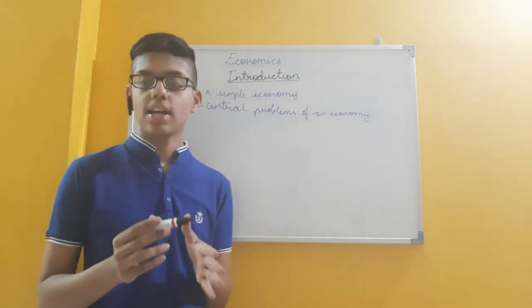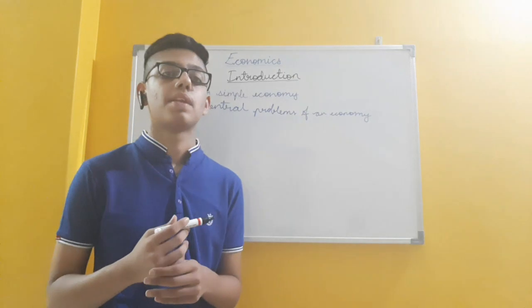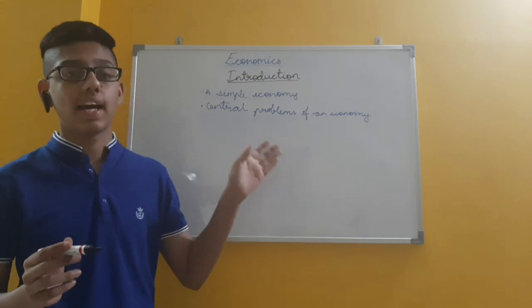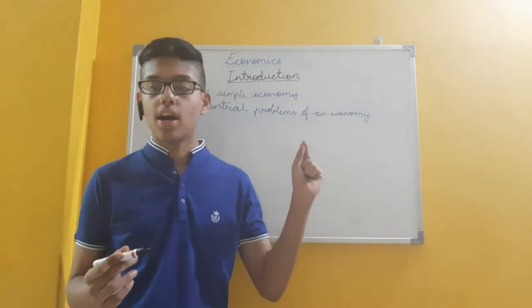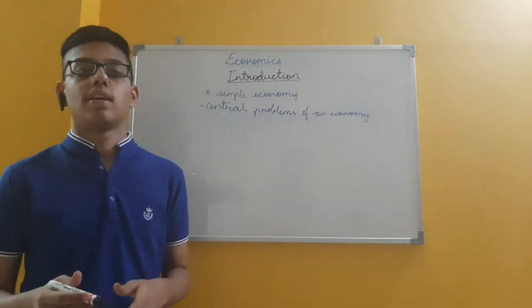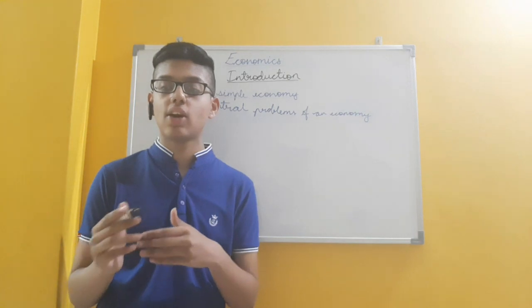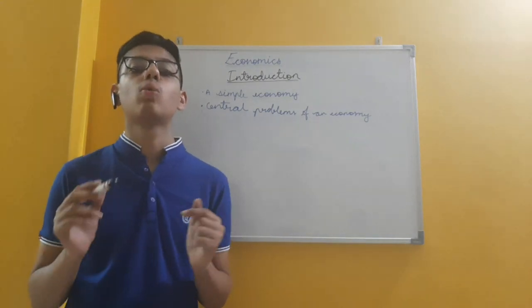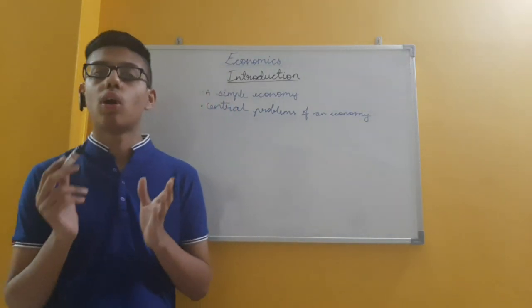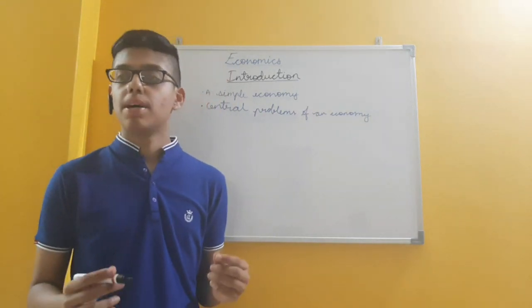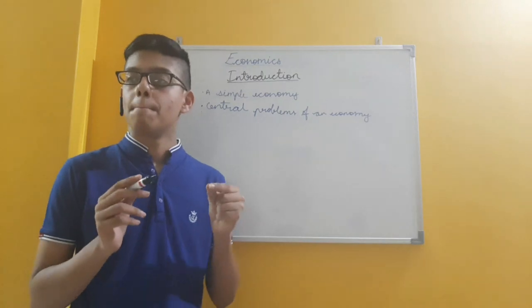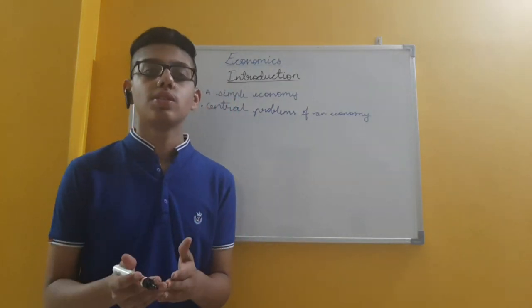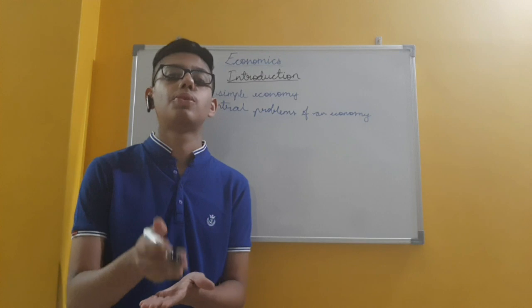In other words, every society has to decide how to use its scarce resources in the best possible way to fulfill their needs. Now, the problems of an economy are very often summarized as follows. The first one is what is produced and in what quantities. Every society must decide how much of each of the many possible goods and services it will produce. It is very simple: what to produce and in what quantities.